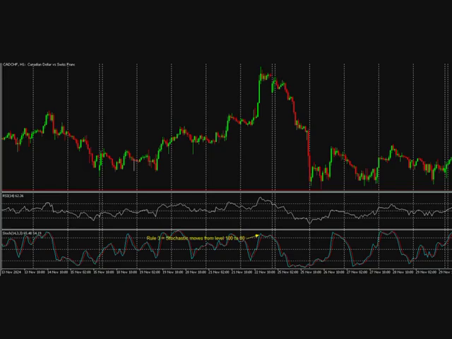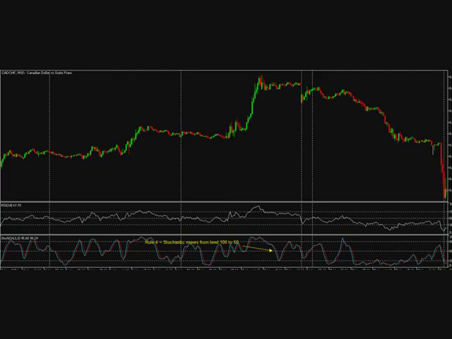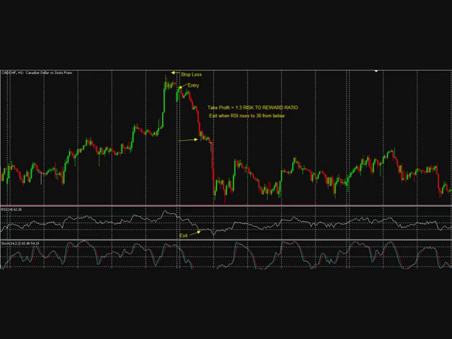Rule number 3, we move over to the H1 time frame and we ensure that the stochastic oscillator moves from the 100 level touching the 80 level. Rule number 4, we move over to the 15 minutes time frame and we wait for the stochastic oscillator to move from the level 100 to 50 level, and there you have your sell signal. Simply enter into the trade.